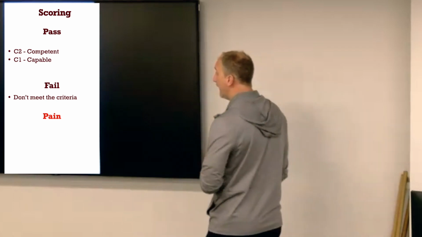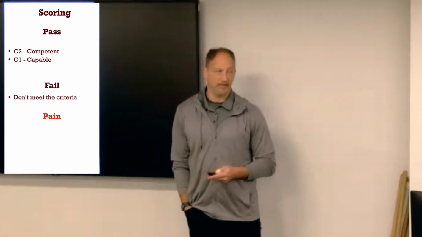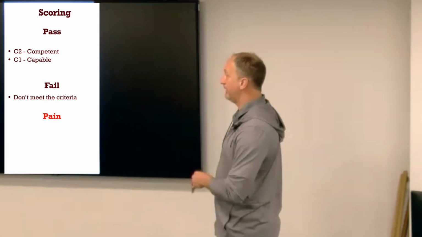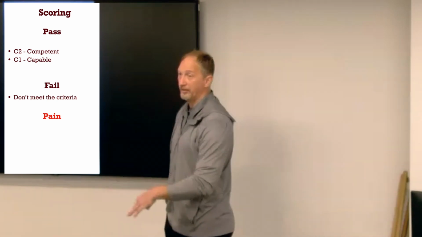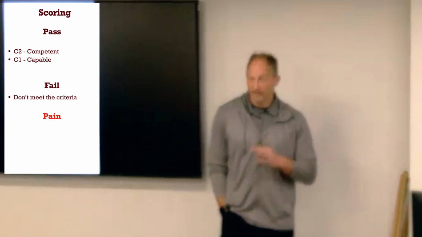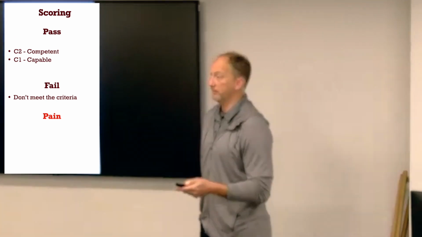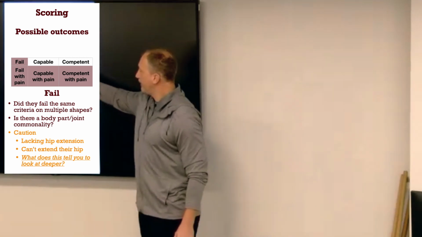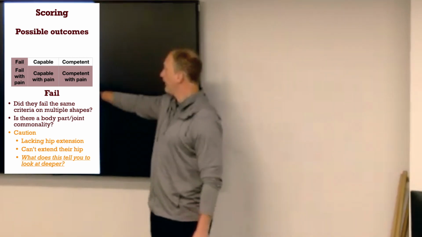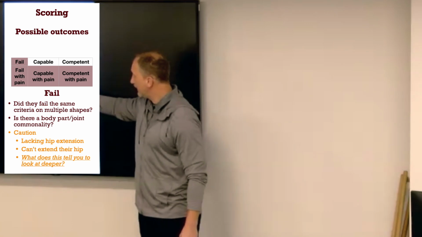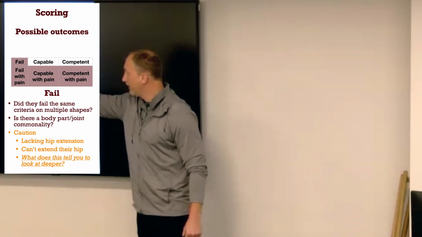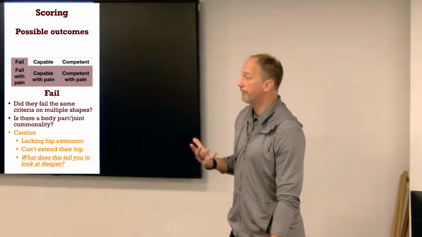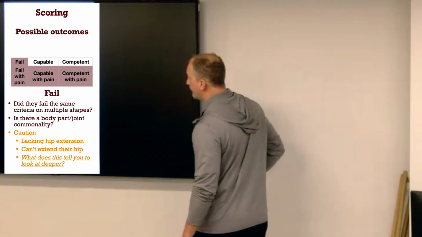And the last thing is pain. Pain, passing, and failing are separate entities. If somebody has pain, that doesn't mean they pass. If somebody fails, that doesn't mean they're in pain. Somebody can pass and be in pain. So when we look at this, they can fail, they can be capable, they can be competent. Or they can fail with pain, they can be capable with pain, they can pass with pain, they can be competent with pain. All of those tell us different things. We're going to score each one individually.